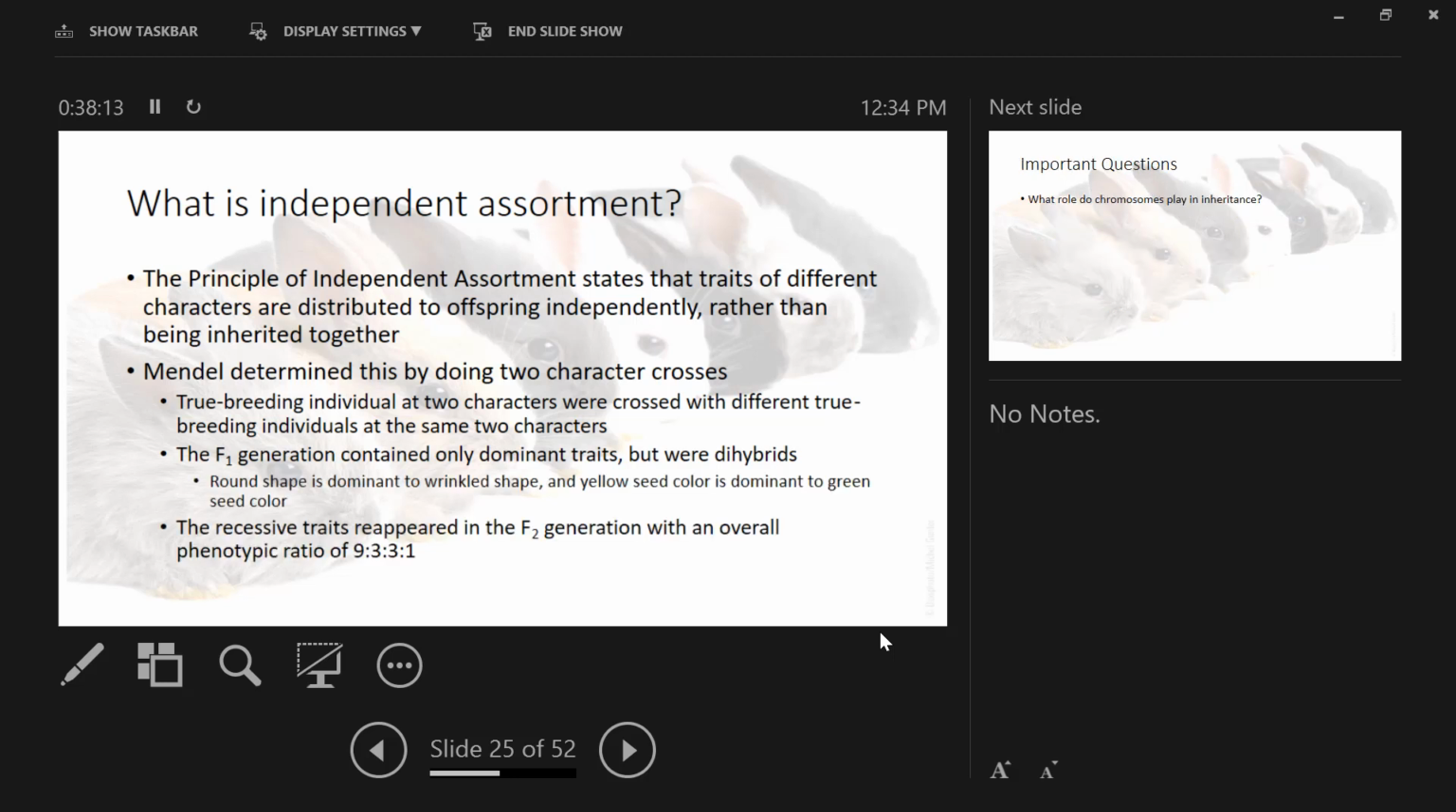And you produced offspring that had never been found before. Right? Offspring that had combinations that didn't exist before. This yellow dimpled, it didn't exist before. This green round, it didn't exist before. These 2 did, but these 2 never existed before. All right?